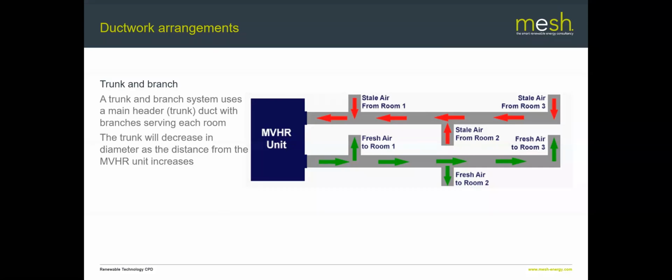and the header duct will decrease in diameter. So the trunk will decrease in diameter the further you get from the MVHR unit, and the branches will be relatively similar sizes. They'll obviously vary slightly depending upon the size of the room they're serving. But basically, the greater the distance from the MVHR unit, the smaller this trunk duct becomes.